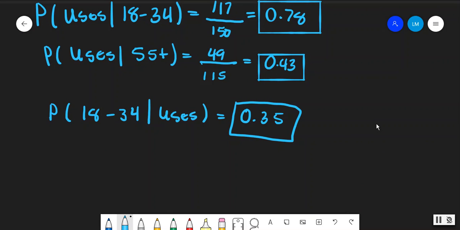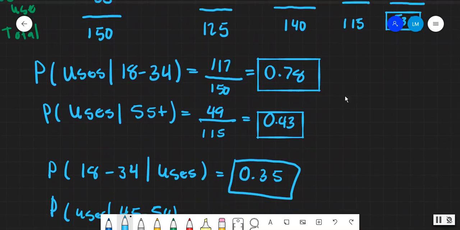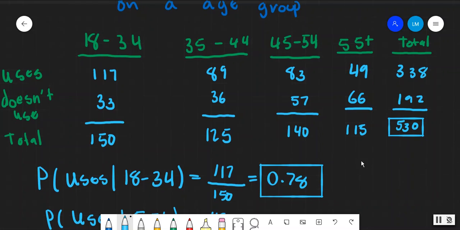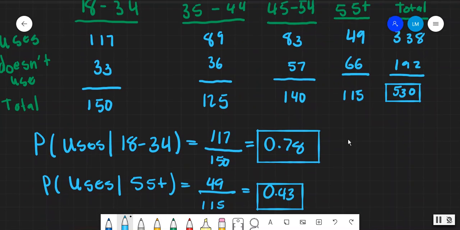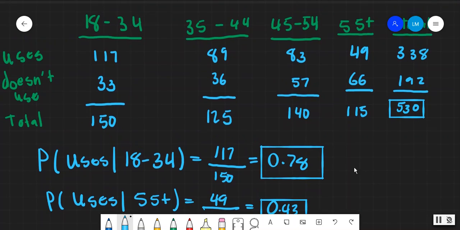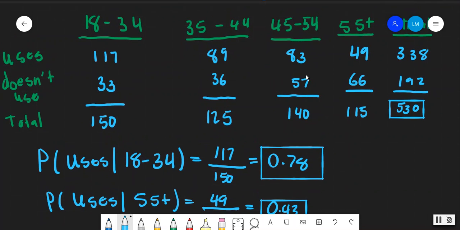Now, the last one that we can probably look at, for example, is what if you wanted to look at the probability that they use social media, but that they're from the 45 to 54 age group. In this case, you would still look at the bottom one, so 45. That's going to be 140. And then you look at the top part where they use social media and they are from that age group.